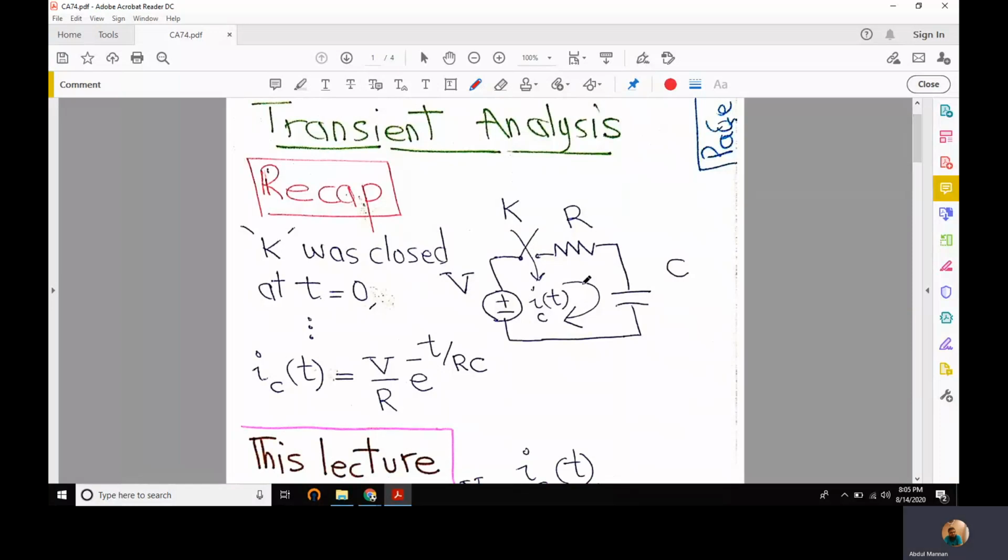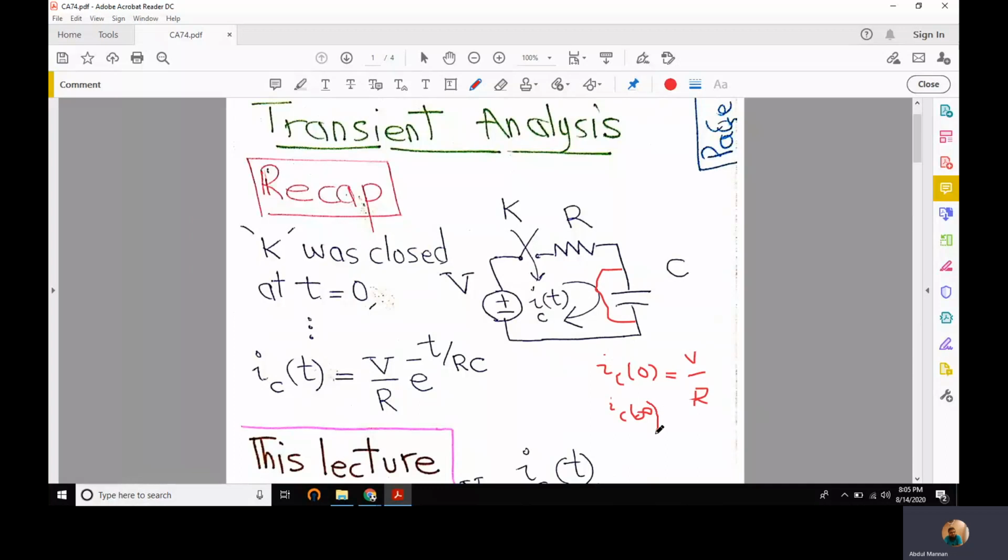And we studied that just after it was closed, the capacitor was replaced with a short circuit at time t is equal to 0, and IC of 0 was V over R because C was replaced with a short circuit. Then the voltage drop across the capacitor starts building up and the current decreases exponentially, and at time t is equal to infinity, it becomes 0.